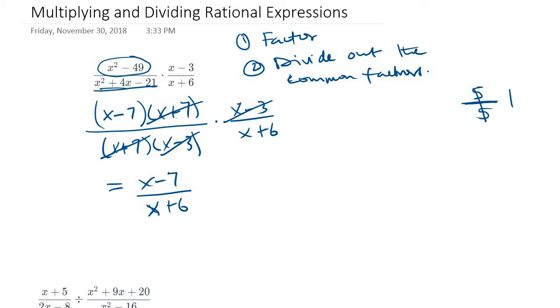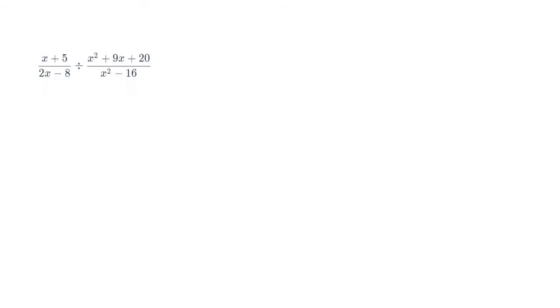That's multiplication. So let's do one that's like division. To divide, you do the same thing. The first thing you do is to factor the expressions, and then you change the division to multiplication. So you're going to rewrite it as a multiplication problem.